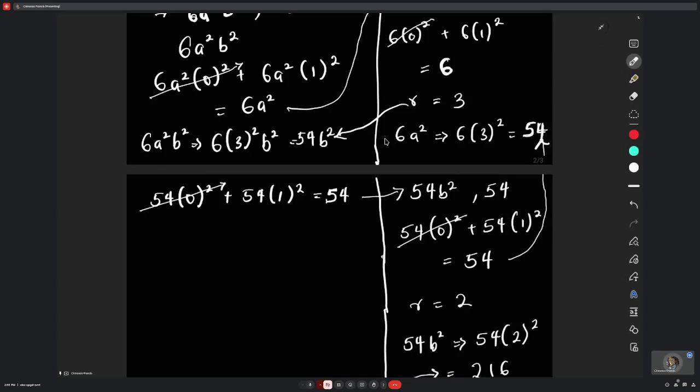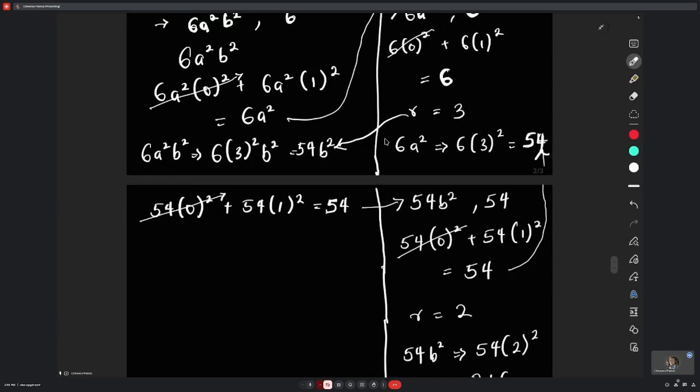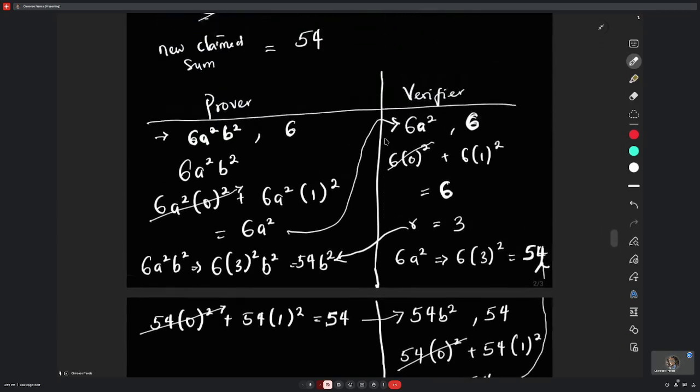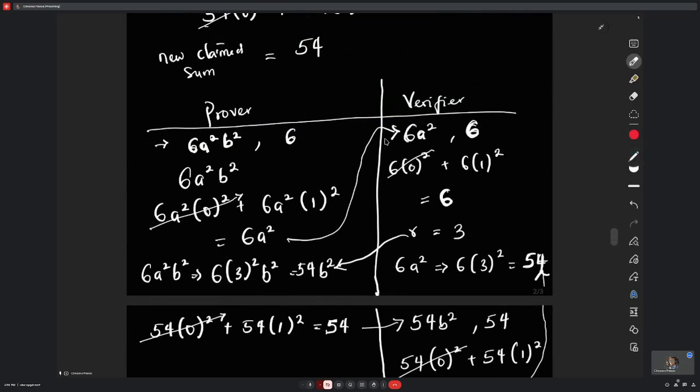We technically used it. How? It's because we are working in coefficient form. That is why you didn't notice. But we used it, right? You sent 6a squared and you sent 54b squared. That's the degree 2 polynomial, which will be represented with 3 points.